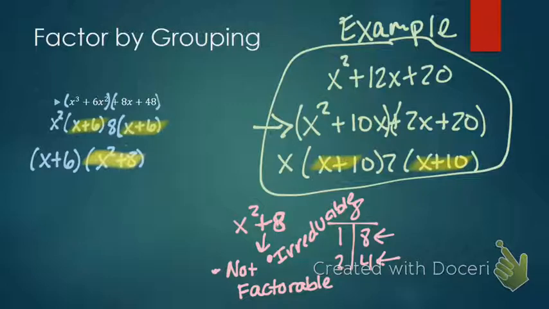So since we can't factor any further, that is just my answer. Sometimes we will be able to factor the quadratic part and we'd have to go one more step. But since we can't factor or simplify x squared plus 8 any further, we're done.